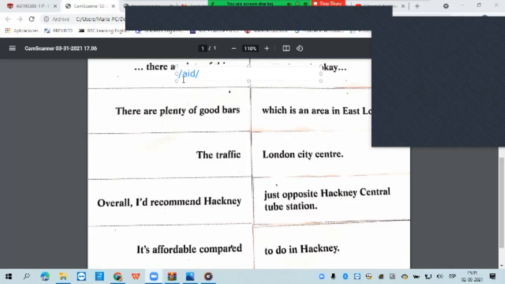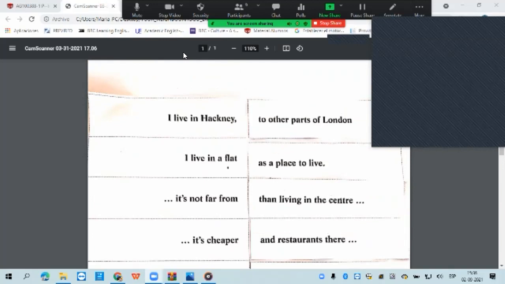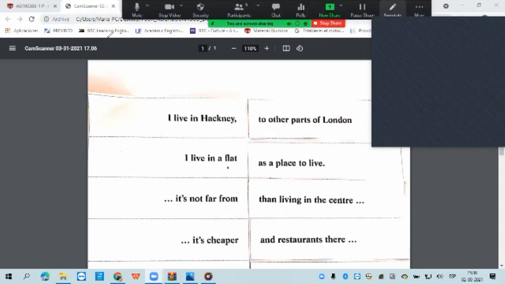It's affordable compared to other parts of London. Right, good. Any question about this part? Yes, what is the meaning of plenty? Many, yes. A lot.